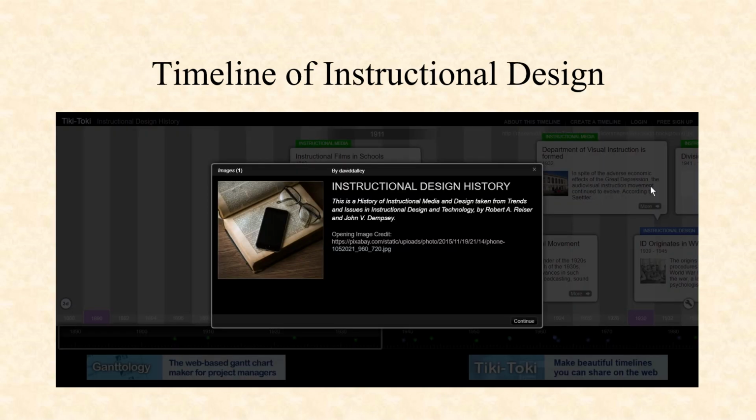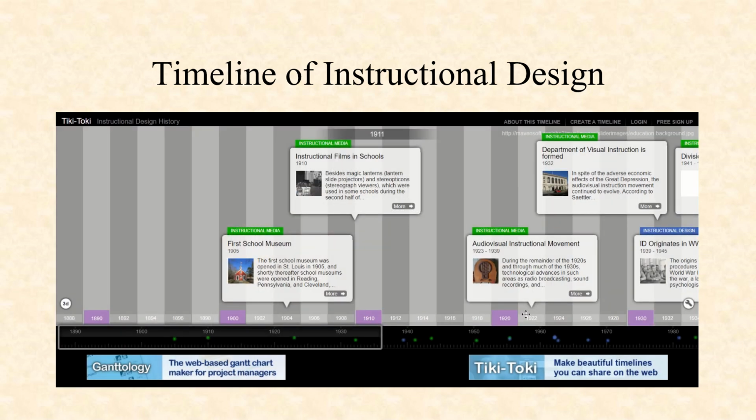To examine the history of instructional design a little better, let's take a look at a timeline. On the screen now you can see the credit for the timeline that I'm about to look at with you, and it's located on a tool called tikitalki.com. So let's enter.